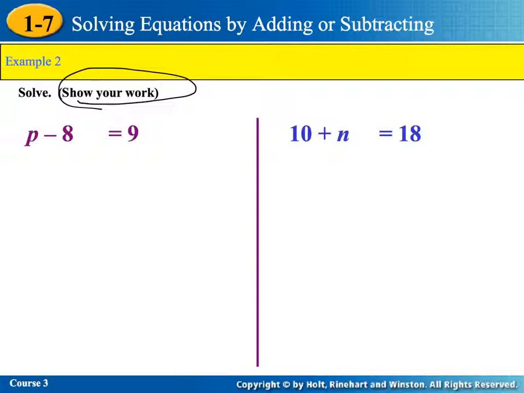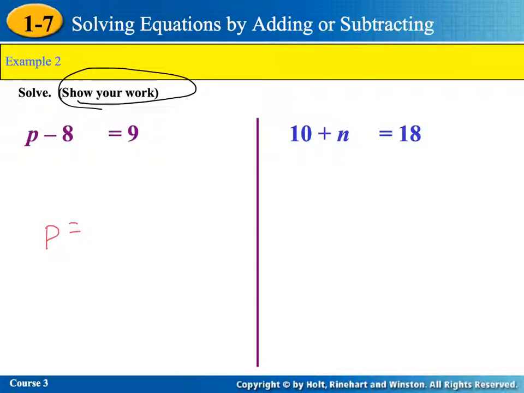So if you look at this, p minus 8 equals 9. The question is, we need to get p all by itself. P needs to be by itself. Why? Because it wants to be lonely. It wants to be alone. It wants to be in its own little box. P just likes to be alone. Okay? So we want to put it in its comfort zone.